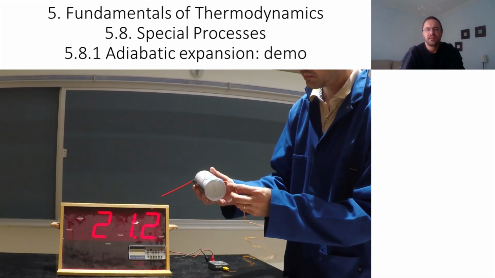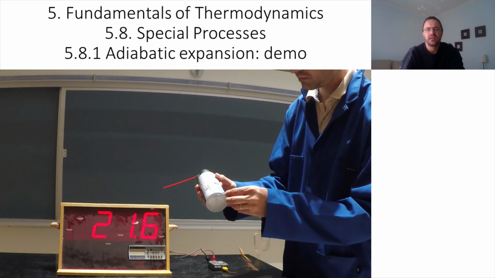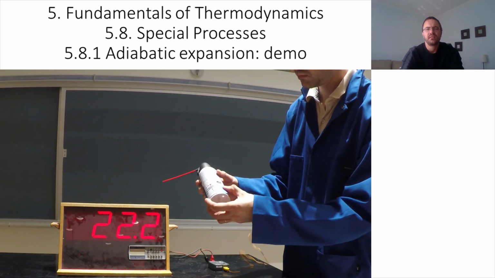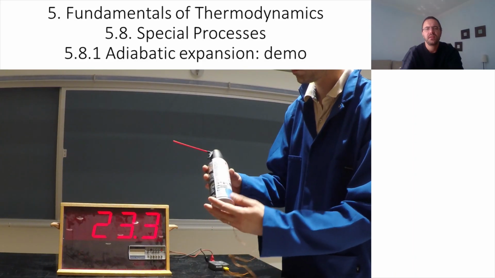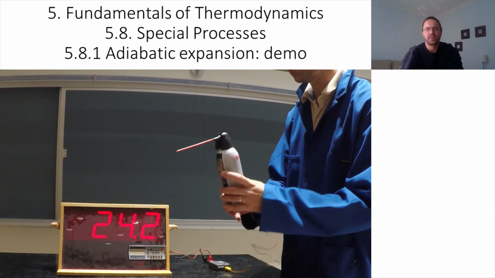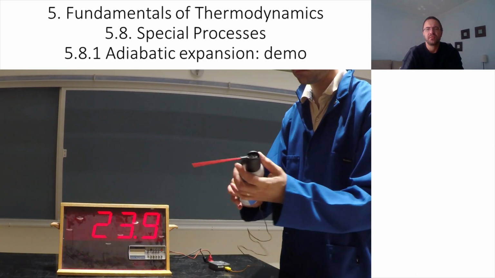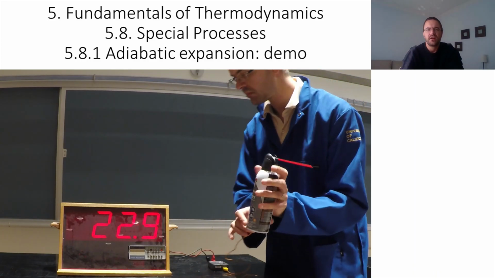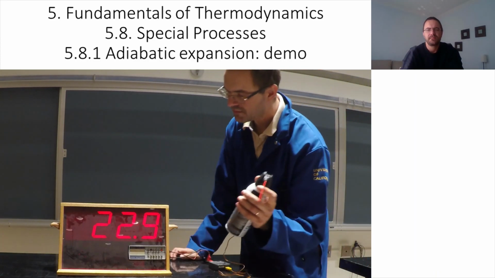Now in this demo, I will do an adiabatic expansion with a canister of air duster. I put a thermometer on the back of the canister. It is attached with a piece of tape and it measures the temperature. You can see the temperature in Celsius on the display. And now I will simply release the gas.